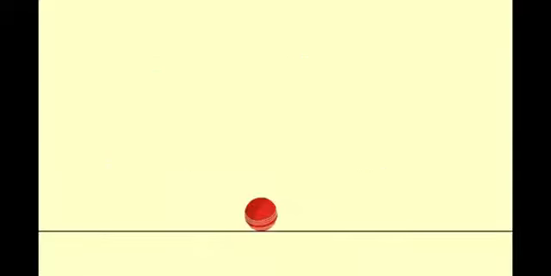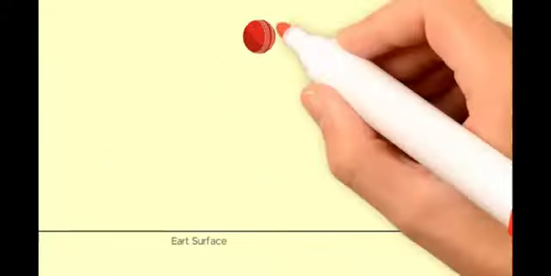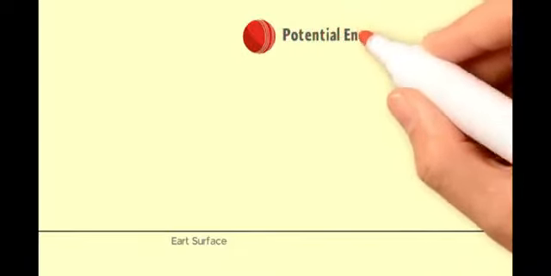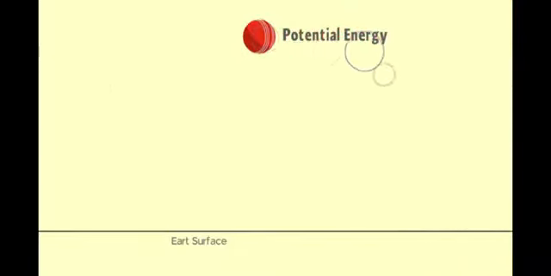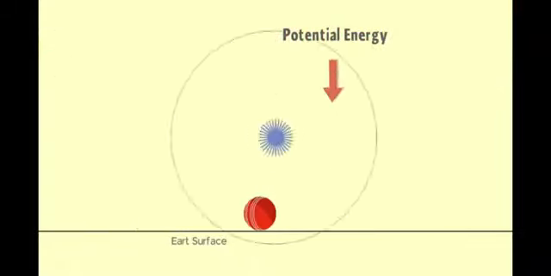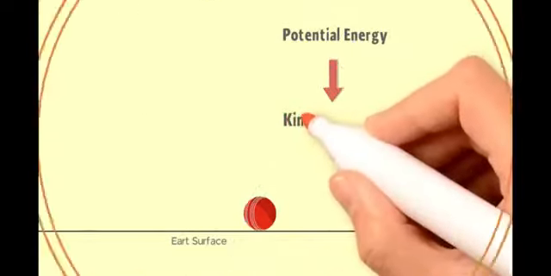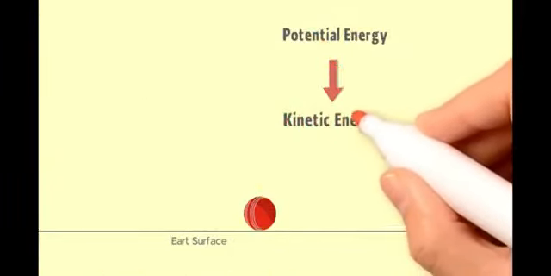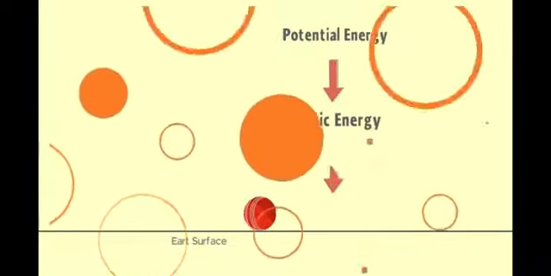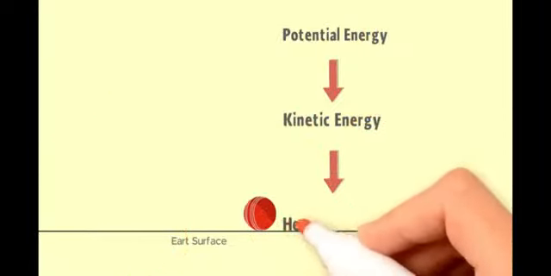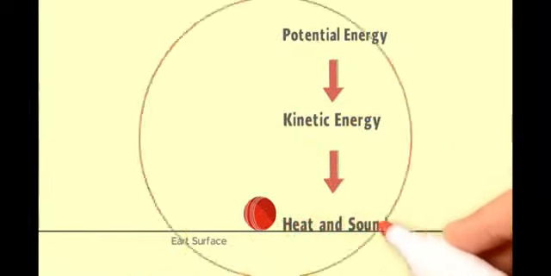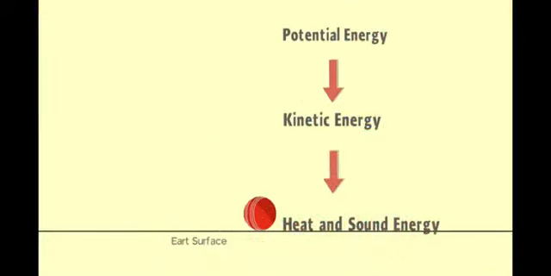For example, if you raise an object above the Earth's surface, it possesses potential energy at a particular height above the ground. When you release this object and it falls down, its potential energy is gradually converted into kinetic energy. And when it hits the ground, its kinetic energy is converted into heat and sound energy.